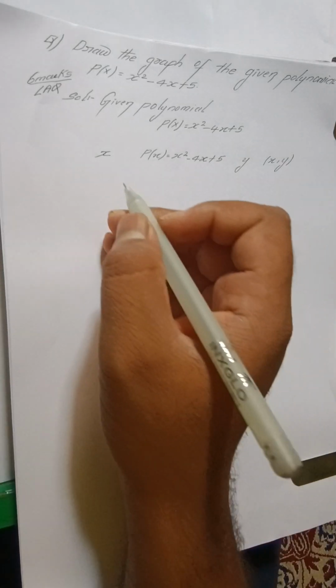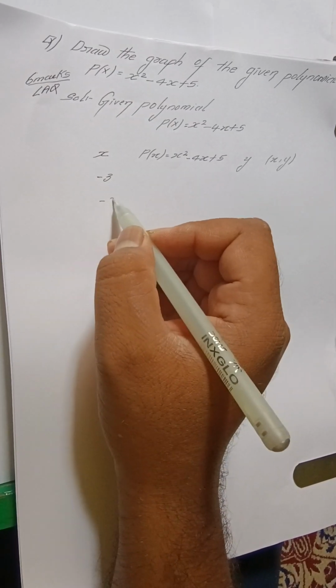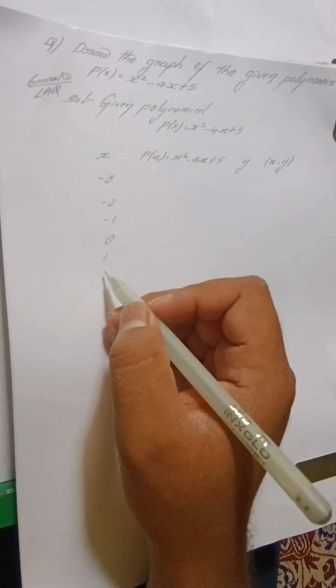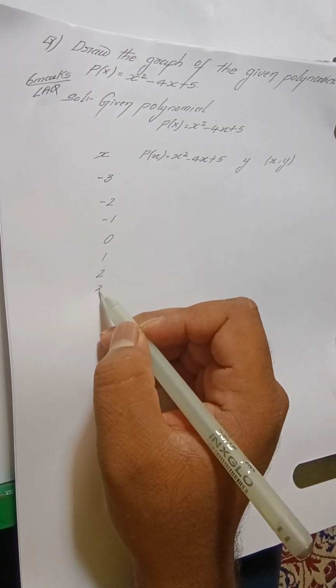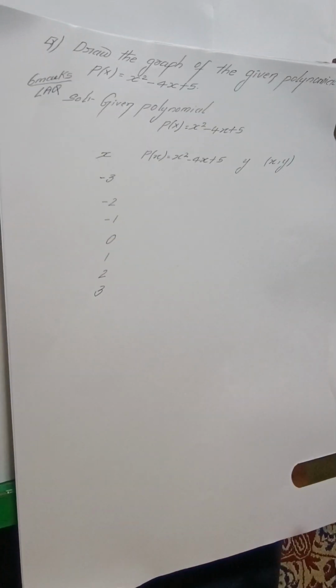What x values should we take here? In most polynomial problems we take the values of x as minus 4 to plus 4, or else minus 3 to plus 3. Here as well I will take the values of x as minus 3, minus 2, minus 1, 0, 1, 2 and 3. These are the values I have taken as the values of x. Next I am substituting the values of x in this equation. Whatever values of x I take, I put in this equation.